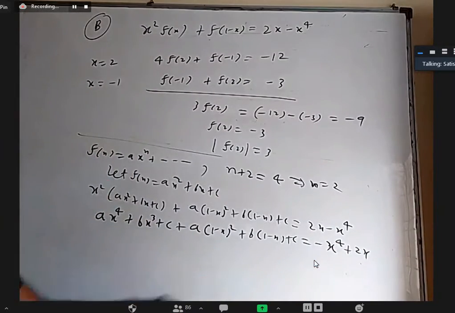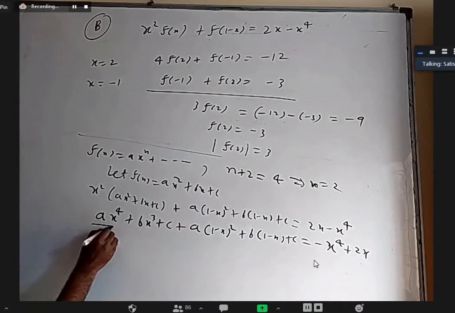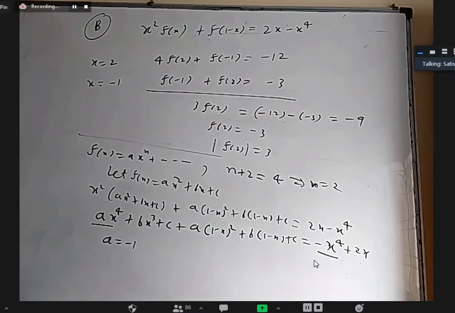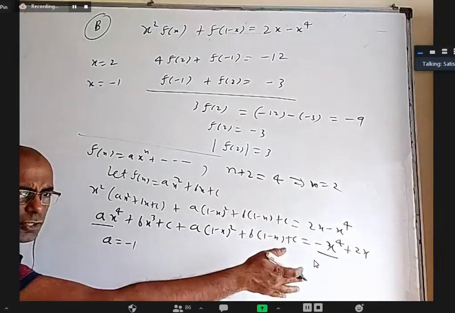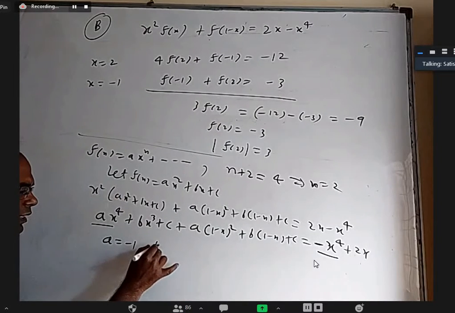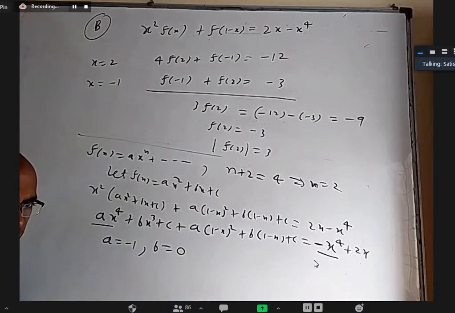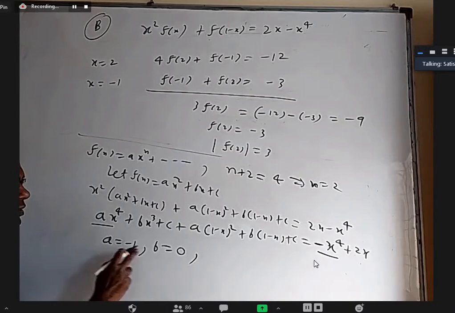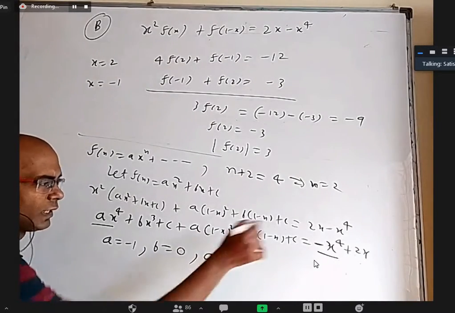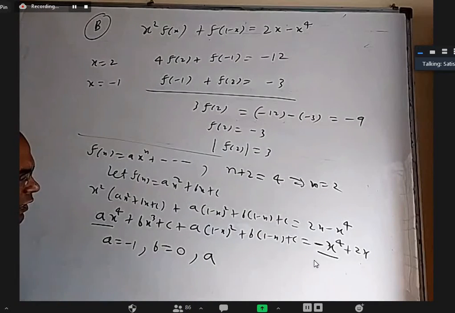When I compare coefficients, here x power 4, here x power 4, I'll get a equal to minus 1. On the right side, there is no x cube at all, and here x cube is there, so from that I'll get b equal to 0. Even x square also I can compare. This is comparing x power 4, this is comparing x cube. When I compare x square, when you expand this, only a will come, there is no x square. So I'm getting a equal to 0 there.